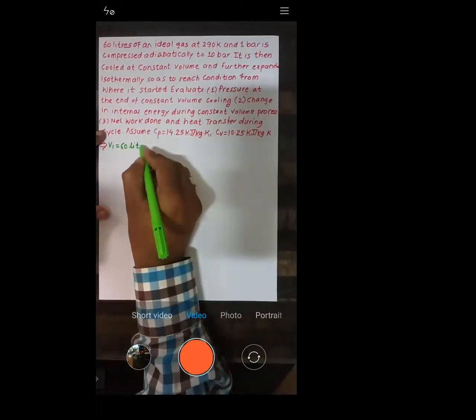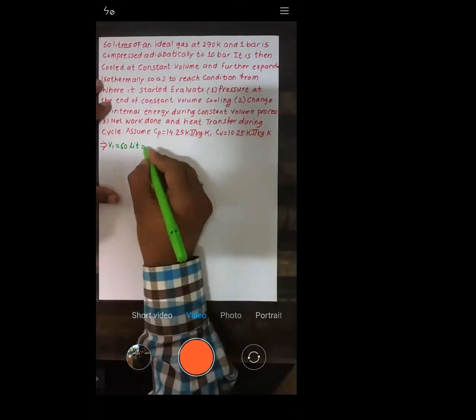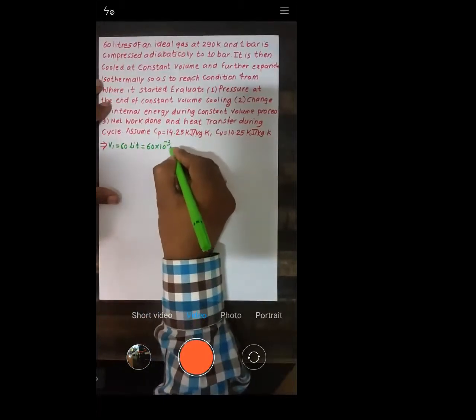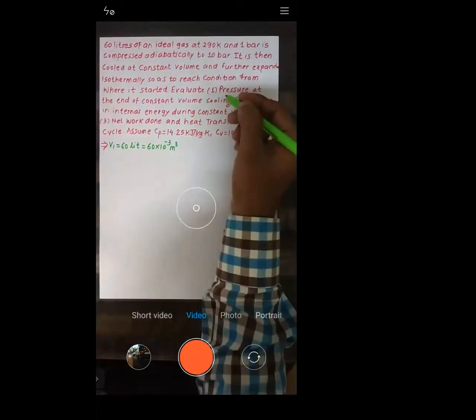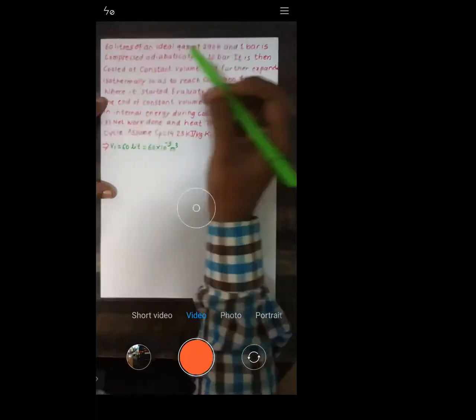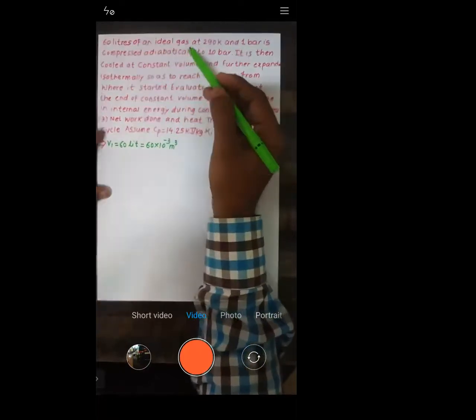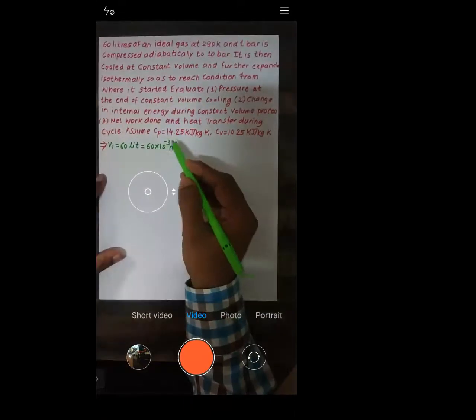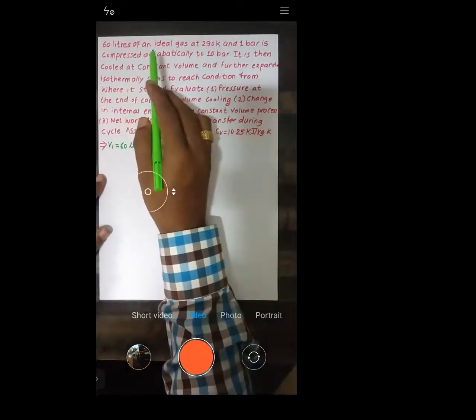How will we convert liters into meter cube? By multiplying by 10 raised to power minus 3. So it becomes 60 into 10 raised to power minus 3 meter cube. So this is your volume. 60 liters is a volume, so when you multiply it by 10 raised to power minus 3, it becomes meter cube.